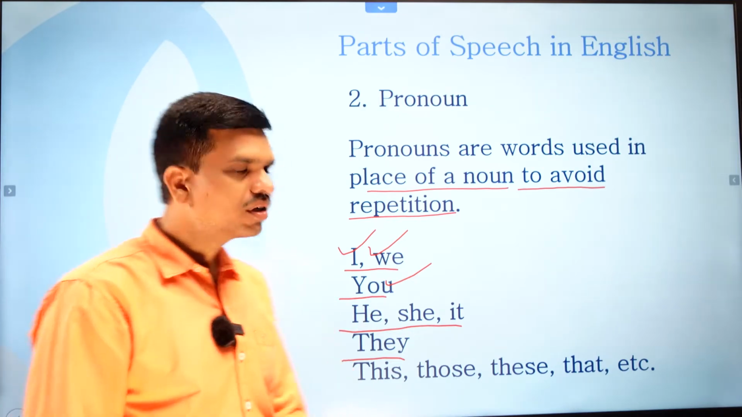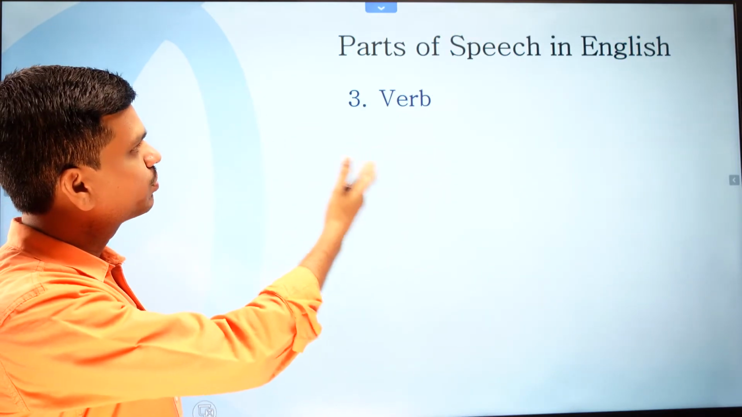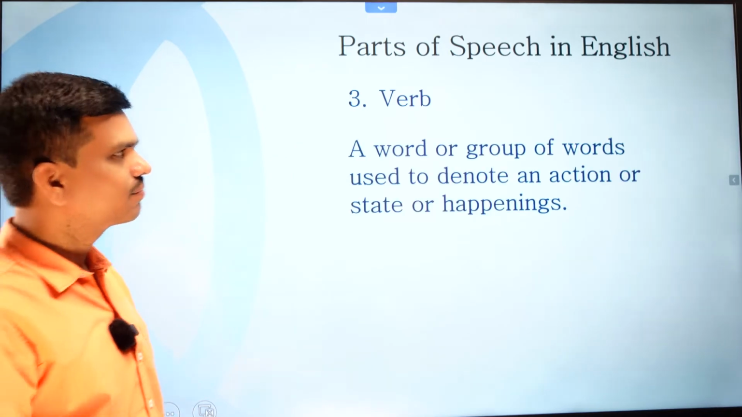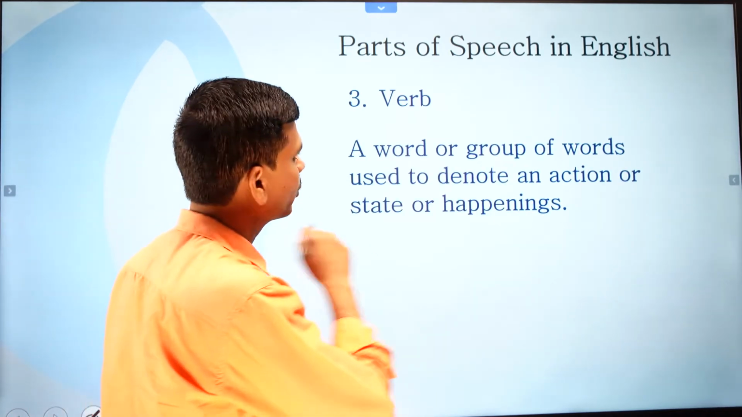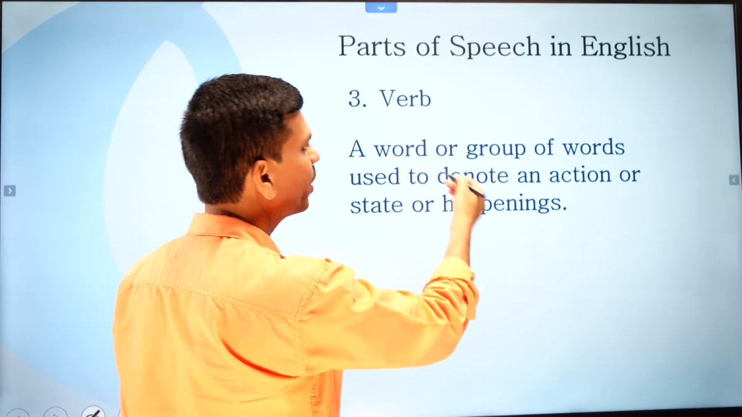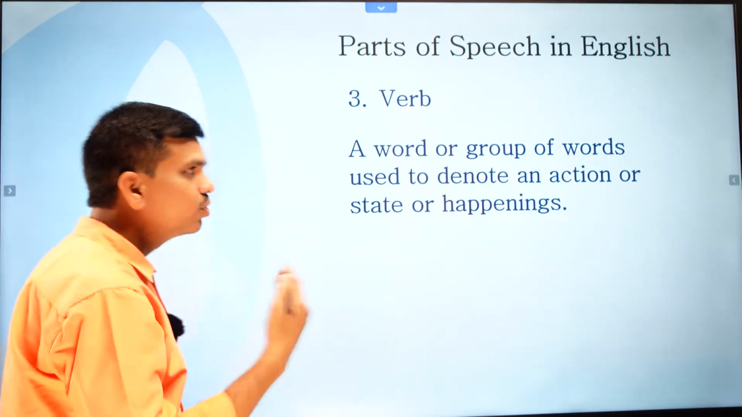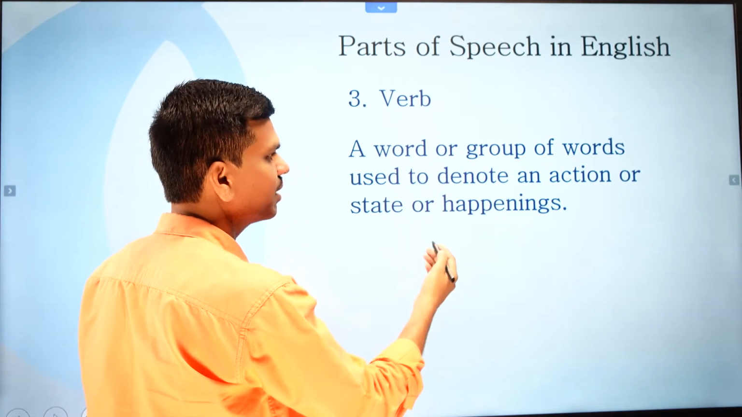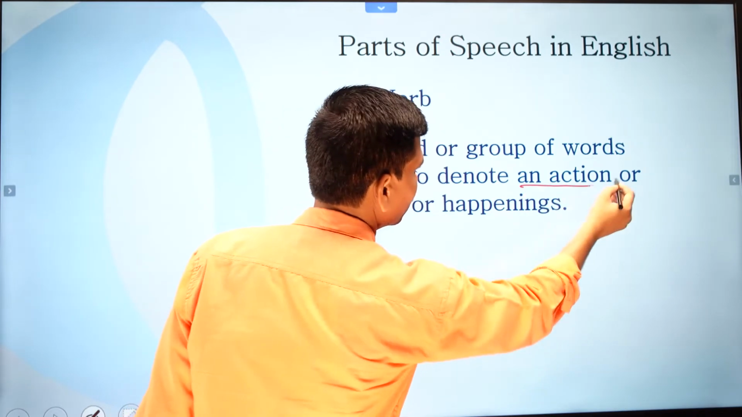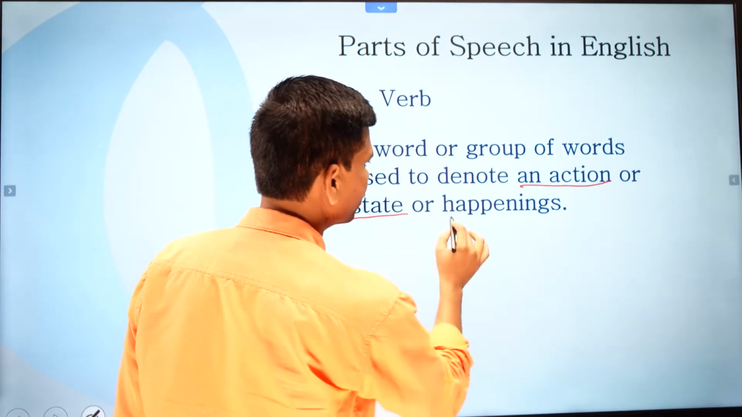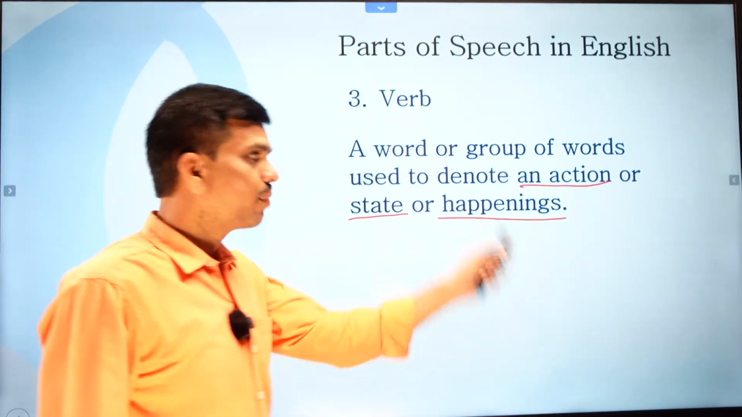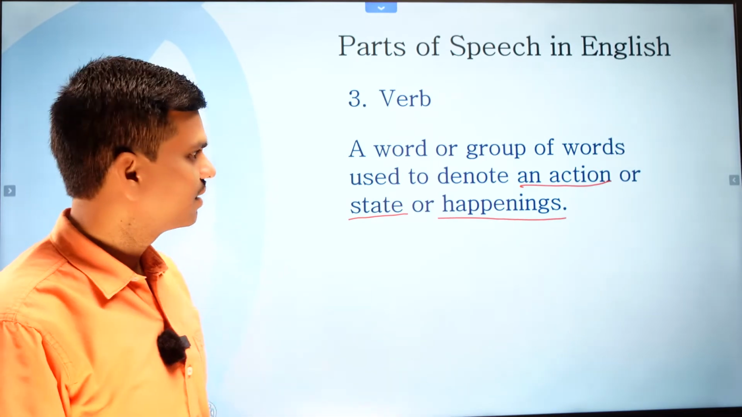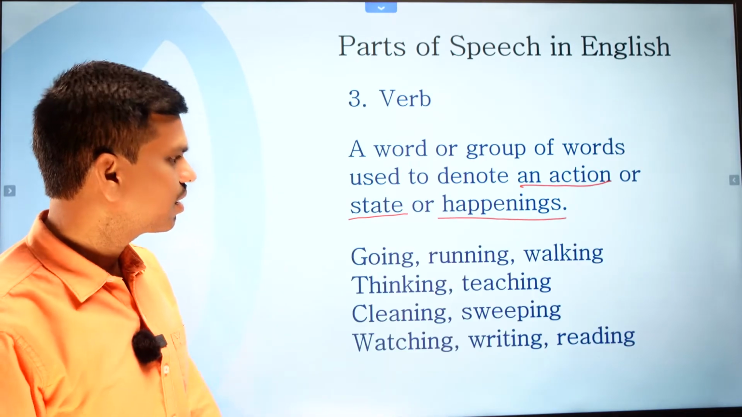Let's move to the third part of speech, that is verb. And verb again is a simple term. Words or group of words used to denote an action or state or happenings. 3 things are important. It's action, it might be a state, or it might be a happening in the sentence. And here we have examples.